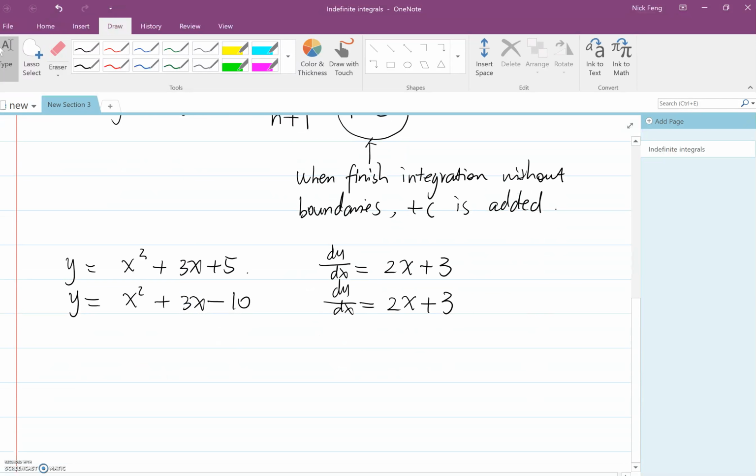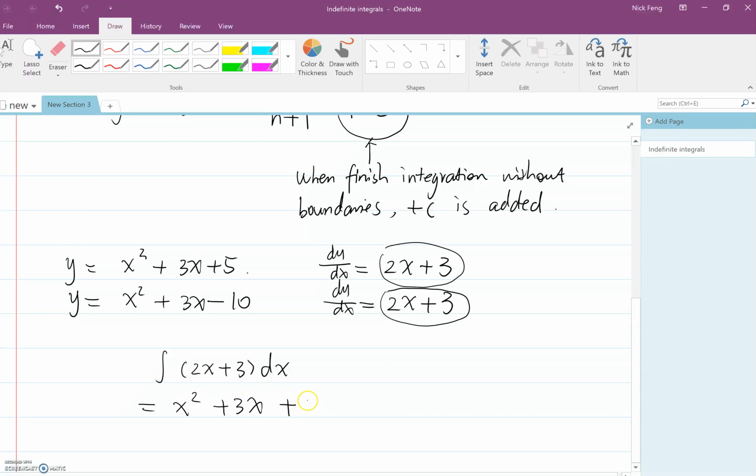Well, in this case, what happens if I integrate 2x plus 3? Which function will I get back? x squared plus 3x plus 5 or x squared plus 3x minus 10? We're not sure. So therefore, when you integrate such a function 2x plus 3, you'll get x squared plus 3x plus a constant c, which we don't know what that c is. However, whatever constant, the derivative is always equal to 0.